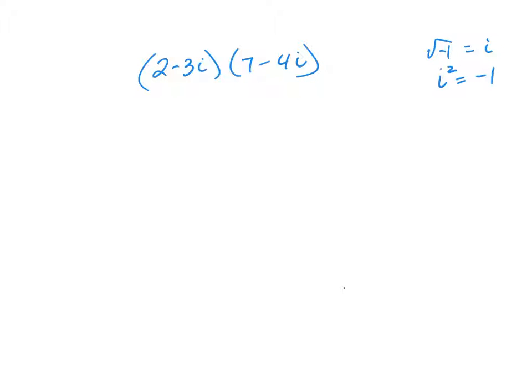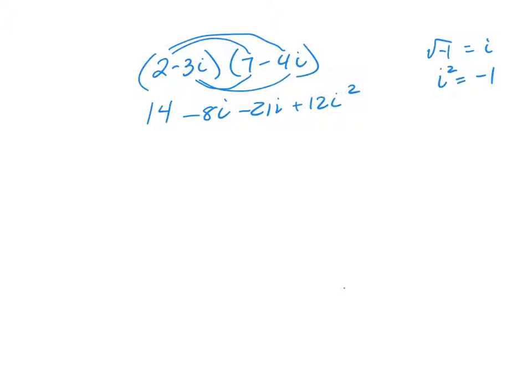So we're going to FOIL. 2 times 7 is 14. 2 times -4i is -8i. -3i times 7 is -21i. And -3i times -4i is positive 12i squared. So the first thing we're going to do is combine those two like terms in the middle. So that's 14 minus 29i.